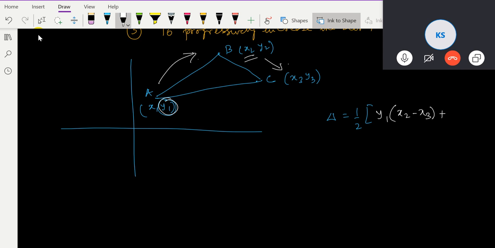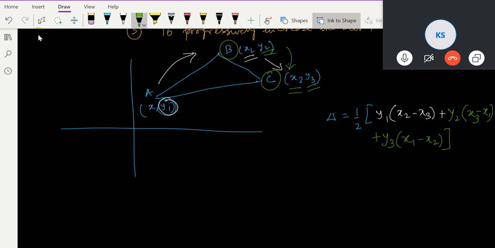Next, move to the next point, which is B. Take the y coordinate, y2, multiplied by, moving clockwise, x3 minus x1. Next, come to the C point. Take the y coordinate, y3, into x1 minus x2.